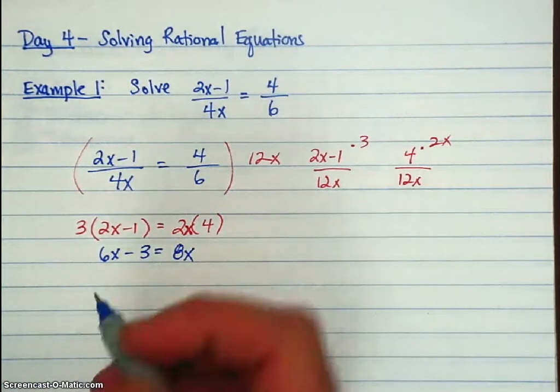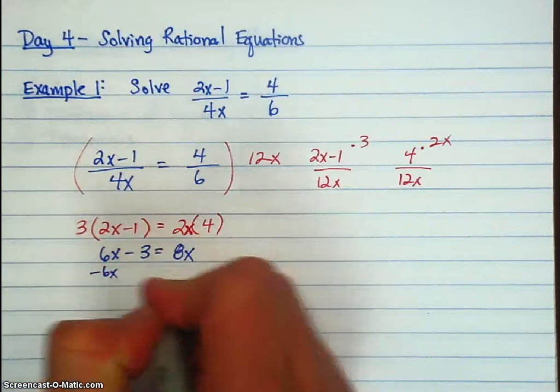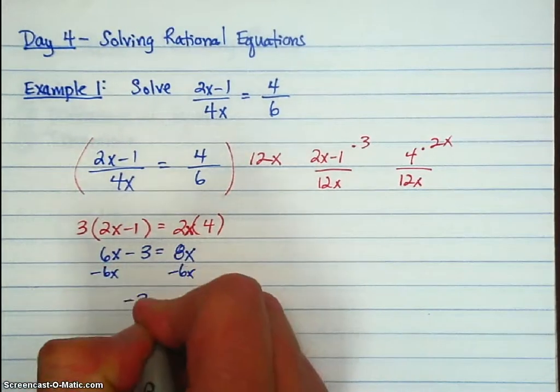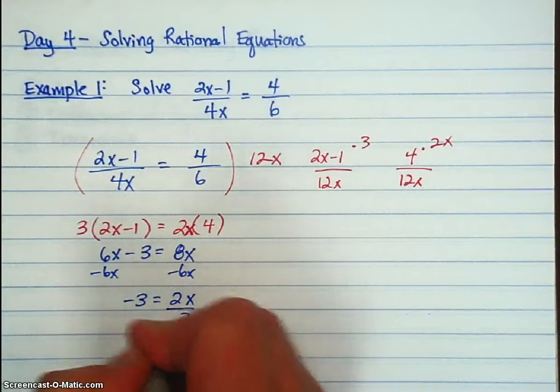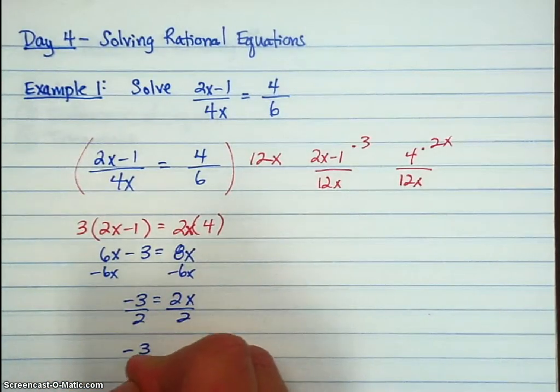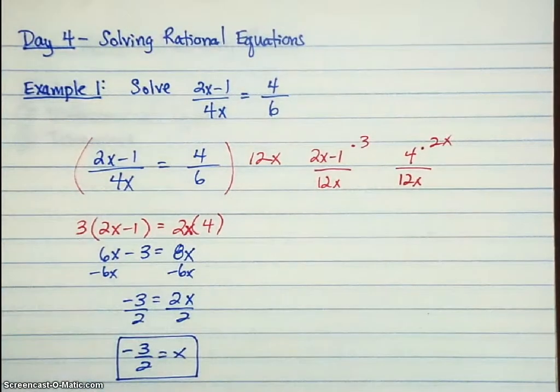And now we just solve this. I'm going to subtract 6x from both sides, and I get negative 3 equals 2x. Then divide by 2, and we get negative 3 halves equals x.